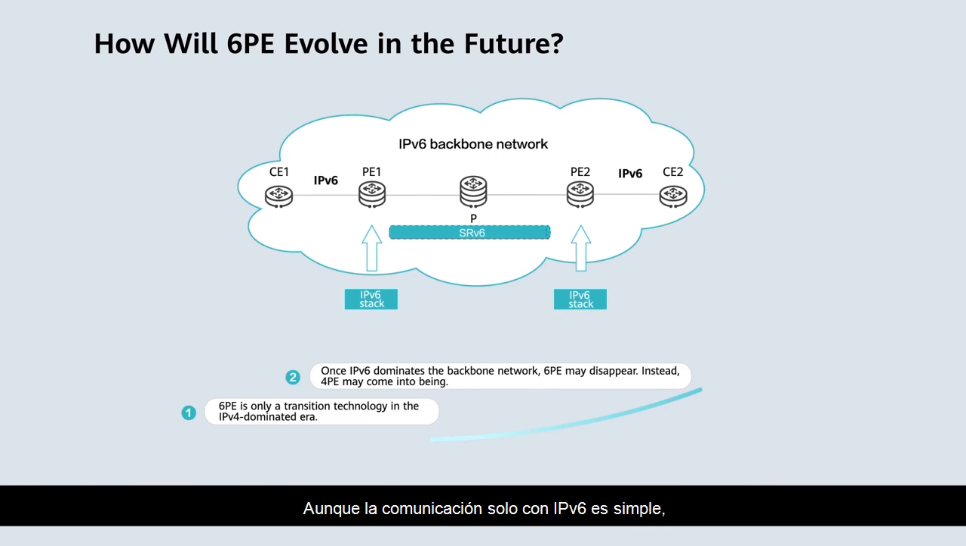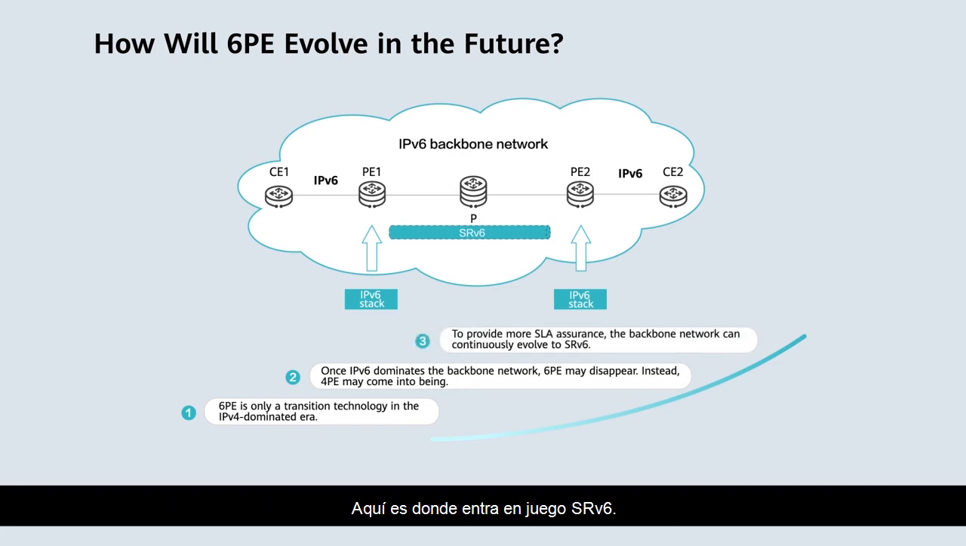Although IPv6-only communication is simple, it lacks SLA assurance for traffic forwarding. So how can we guarantee IPv6 packet forwarding on the backbone network? This is where SRv6 comes in. Briefly, the core idea of SRv6 is to divide an IPv6 packet forwarding path into different segments and insert segment information into packets at the ingress of the path to guide packet forwarding. It uses a source routing mechanism to implement path planning and TE.